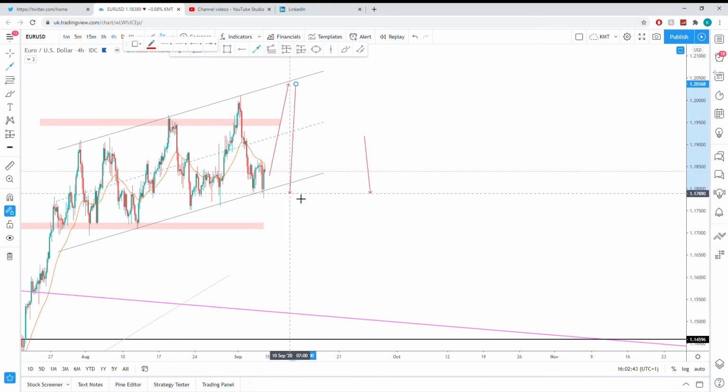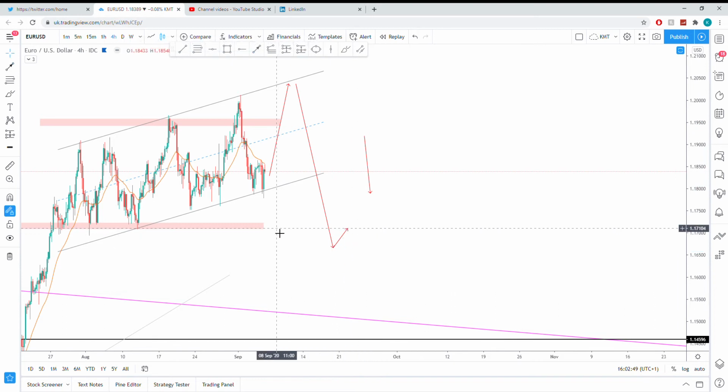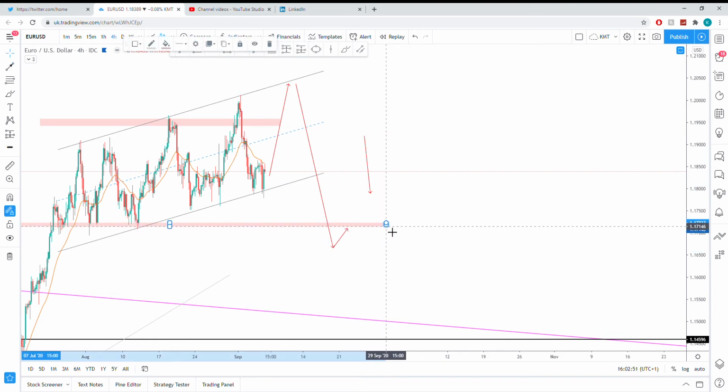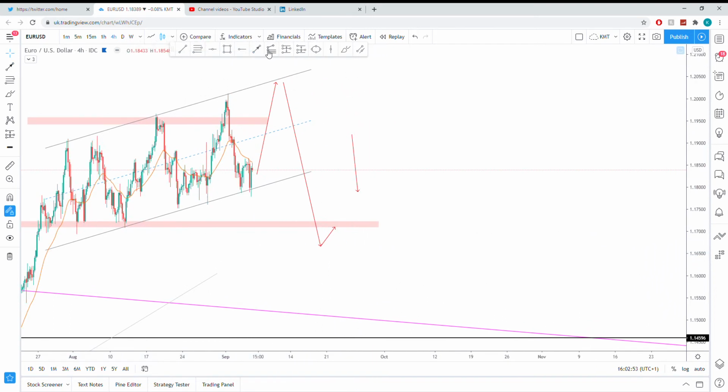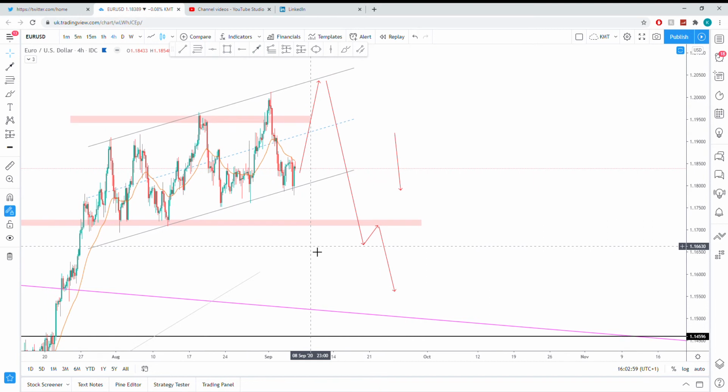I'm looking at a break on the downside of this channel, so could be looking at a nice retest at 1.17. So if we extend our zone here, we could pretty much see a good scenario playing out. So this is where I'm thinking price could head. So that's one scenario that I'm looking at.